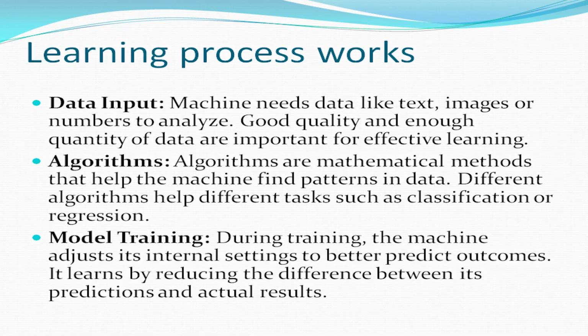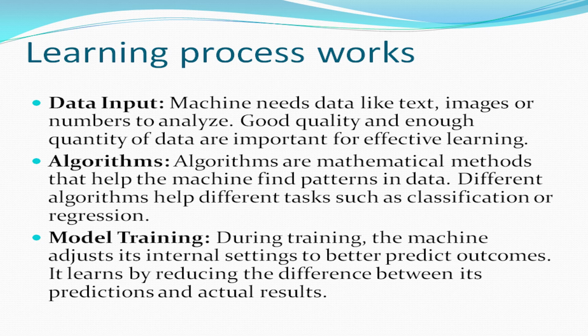Learning process: it learns through data input. Data input means the machine needs data like text, images or numbers to analyze. Good quality and enough quantity of data are important for effective learning. And algorithms: algorithms are mathematical methods that help the machine find patterns in data. Different algorithms help with different tasks such as classification or regression.